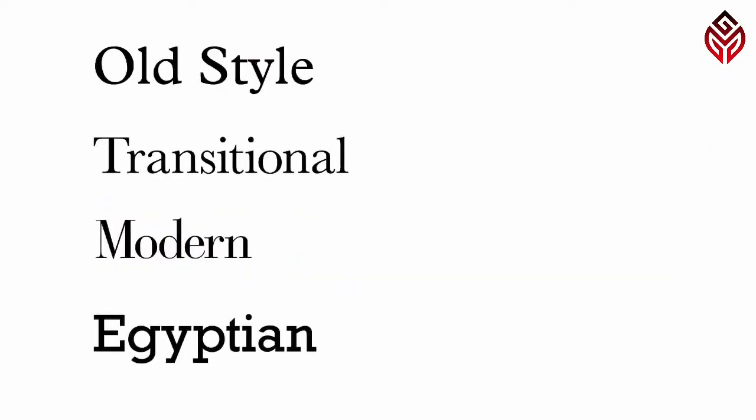Serif typefaces can be broken down into 4 main categories. Let's look at them chronologically: old style, transitional, modern, and Egyptian. As you can see, they look quite different. The letter forms have different characteristics, so let's start to look at those more closely.